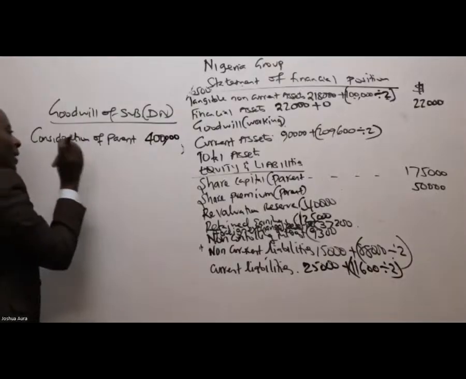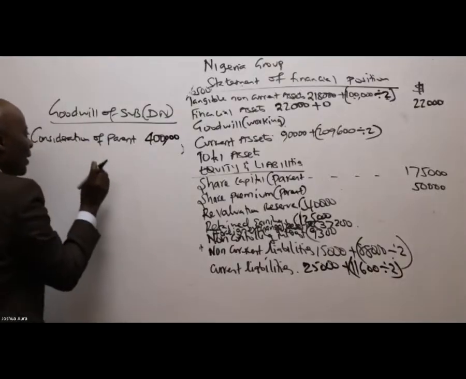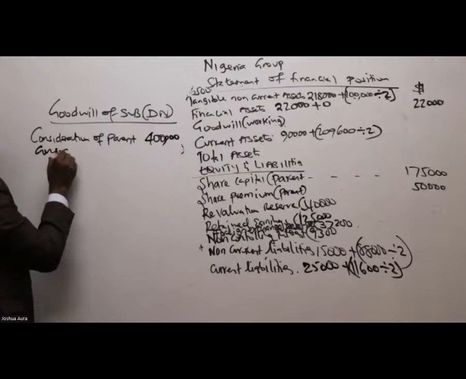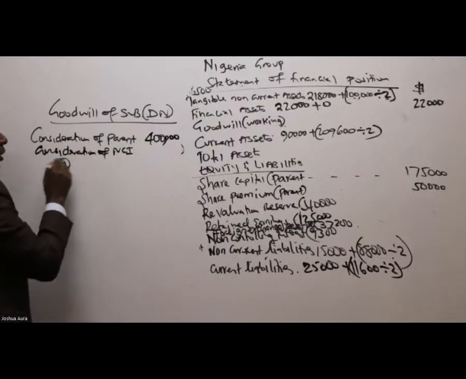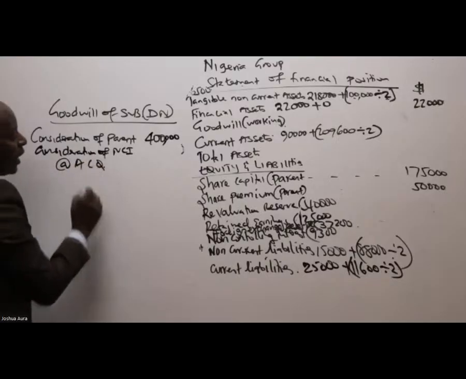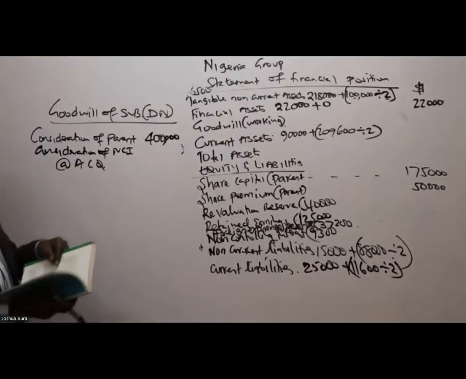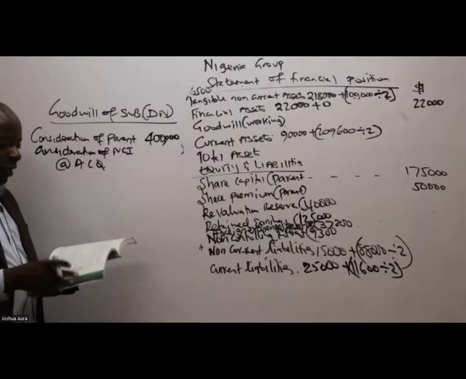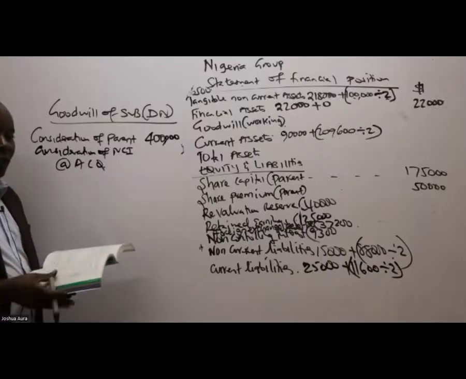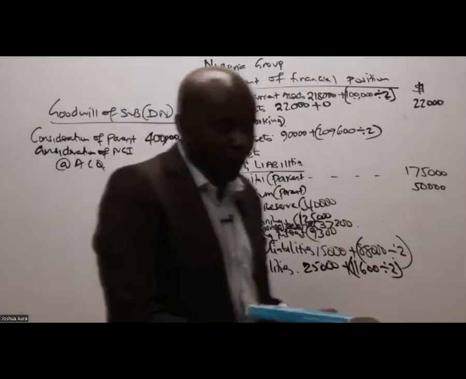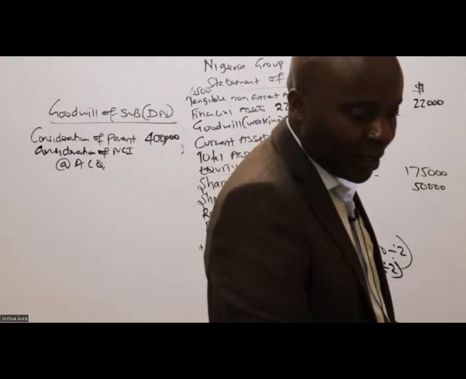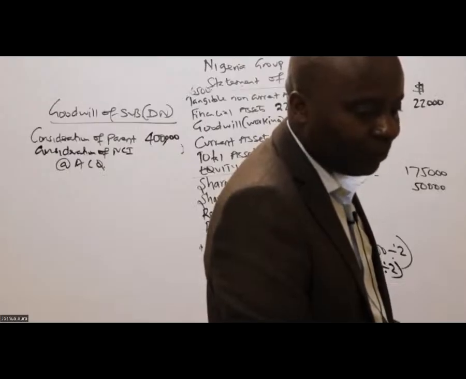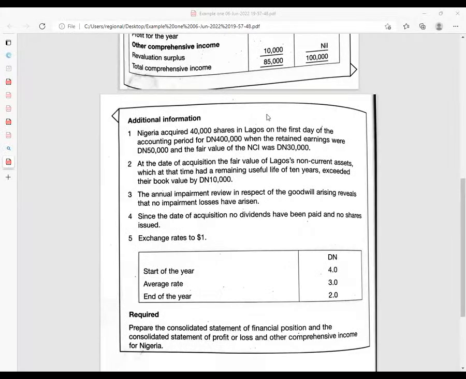Now, of course, the parent never bought this subsidiary 100%. We have the consideration of NCI at acquisition. Are you able to see the NCI at acquisition? Have they given us NCI at acquisition? How much was the NCI worth at the date of acquisition?